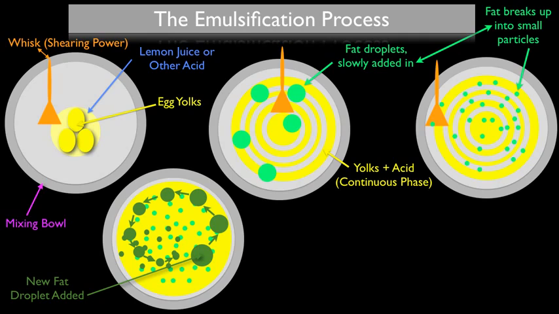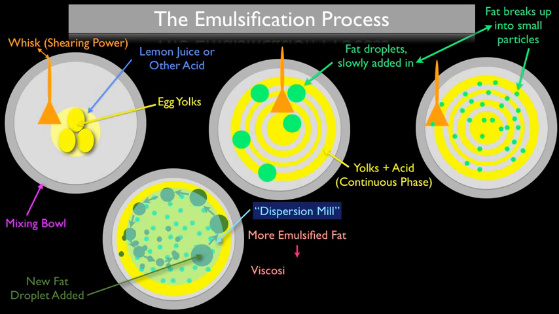And this is something that Harold McGee calls the fat mill in his book on food and cooking. We're going to label it the dispersion mill because technically speaking, this works with any dispersed phase, whether your dispersed phase is fat or whether it is water. This dispersion mill holds true, right? So the more emulsified fat that you add, the more the viscosity will increase. And as we talked about last episode, viscosity in and of itself can actually work as a stabilizer.